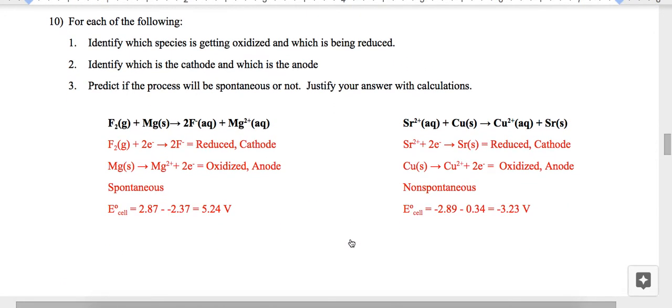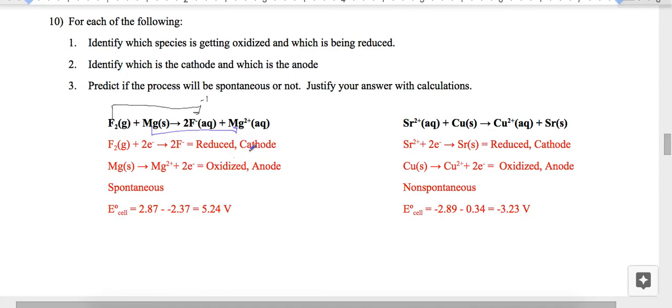Now we get into some work related to whether or not a reaction would be spontaneous. To do this, we can't use the table to determine the cathode and anode. Instead, we have to use how the reaction is written. So fluorine goes from fluorine with no charge to fluorine with a negative 1 charge. That means that it is going to be reduced. It's gaining those electrons, so that's the cathode. Or magnesium goes from solid magnesium to magnesium with a positive 2 charge. So 2 electrons are being lost, so it is oxidized as the anode.